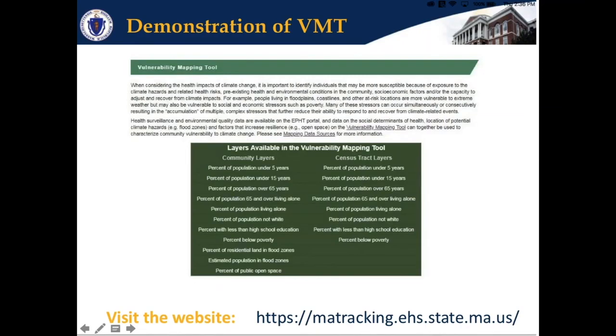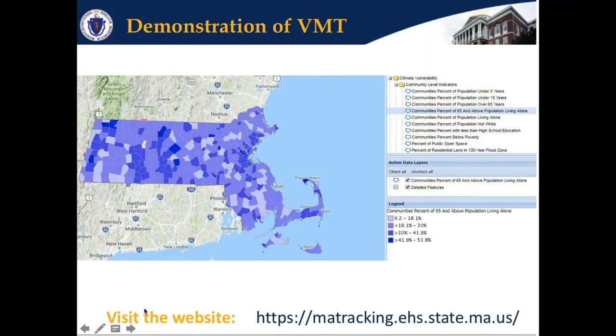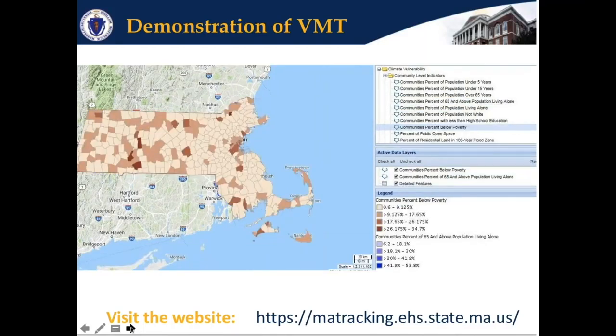Here are the layers that are available on the tool. They include demographic and socioeconomic layers, as well as some that we have recently developed here. So we start with a very important group here in Massachusetts, and that is the percent of people 65 and above living alone. And you can see that there are a number of communities where almost half of the population are in that category. Next slide, please. Then we also look at community percent below poverty level, and again, you can see that across the state there's quite a variation, all the way up to about 35%.